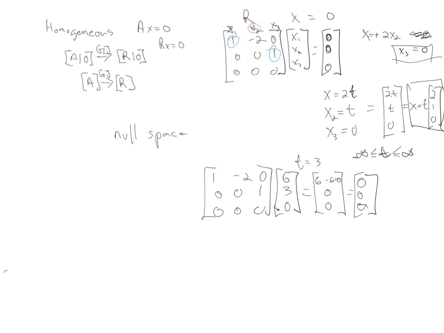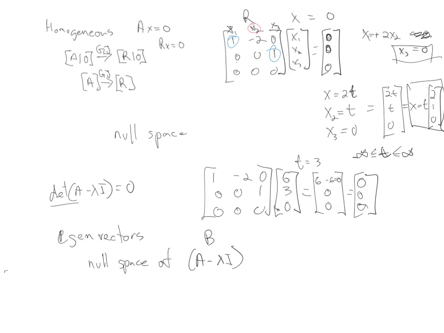Now, eigenvectors are just the null space of A minus lambda I. We call this thing B. So eigenvectors are just the null space of B. And the way we derived the eigenvalues, we used determinant equal to 0. We went from the equation determinant of A minus lambda I equals 0, which is basically just the determinant of what we're calling B here.